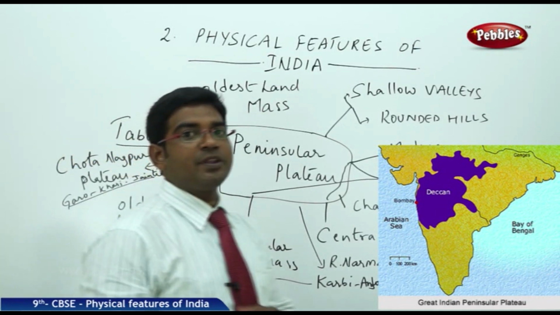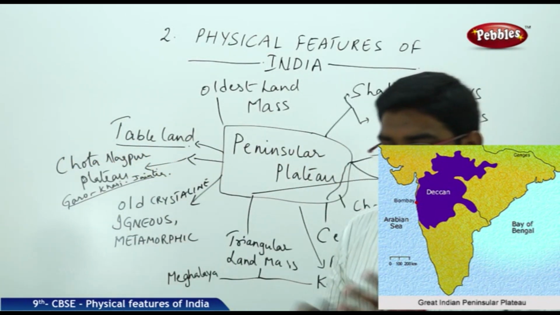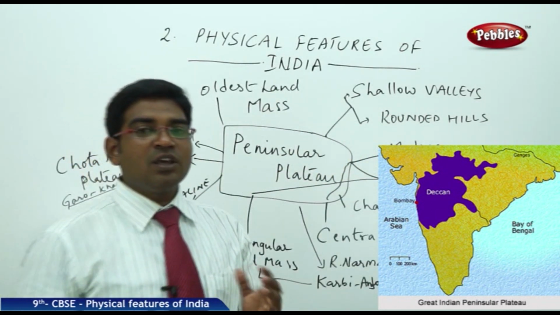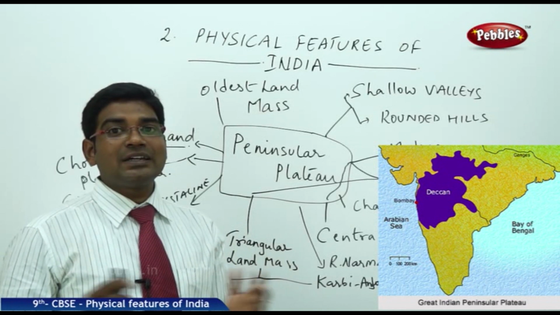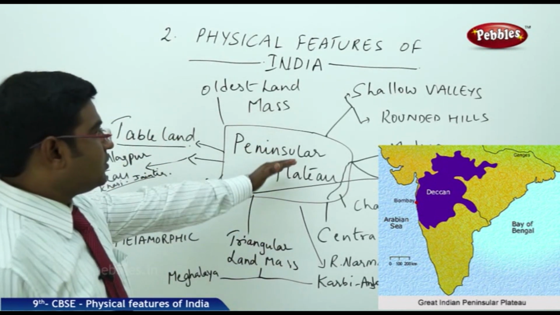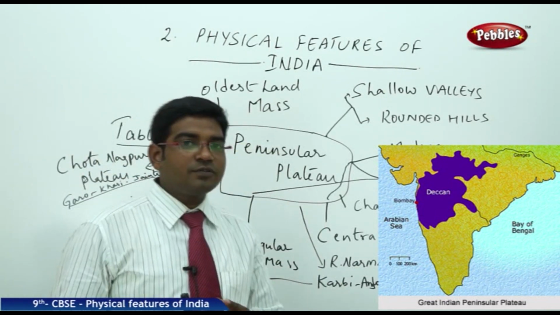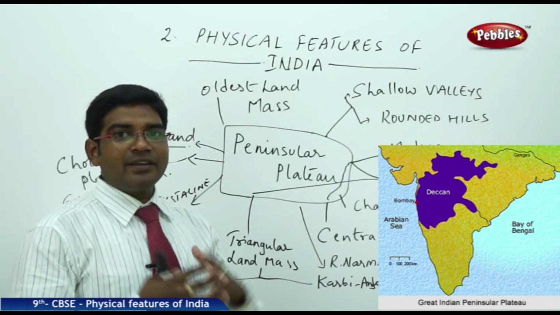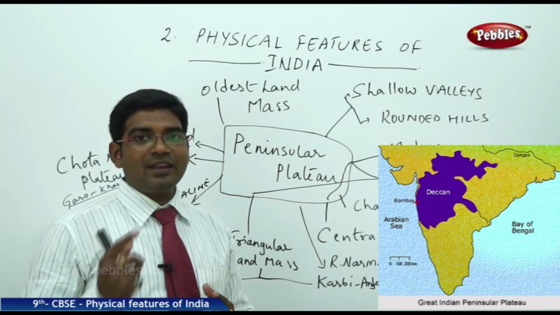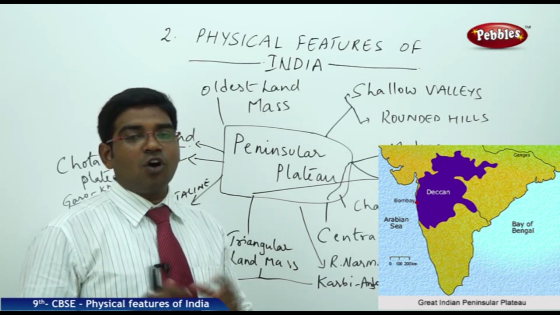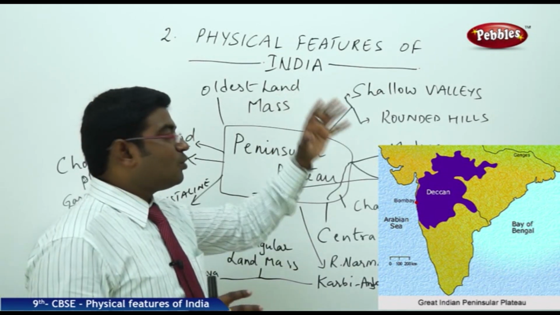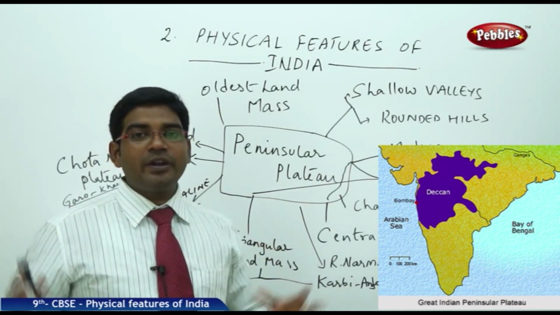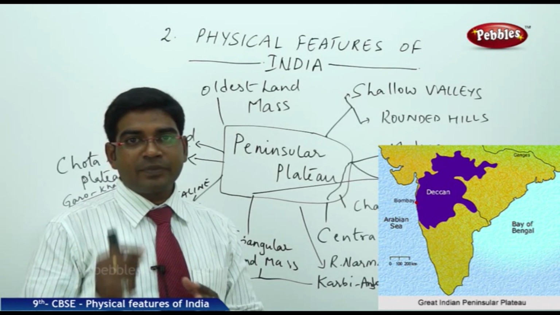Most of the places in the Peninsular Plateau have very low depth valleys. At the same time, we find hills which are rounded or circular in shape. So in the entire Peninsular Plateau, the land is made up of shallow, very low depth valleys, and we also have many rounded or circular shaped hills.